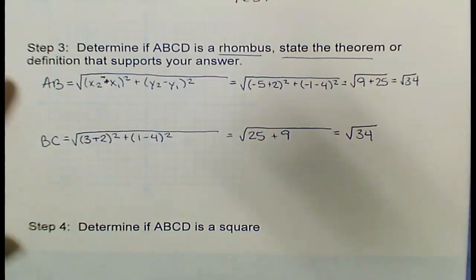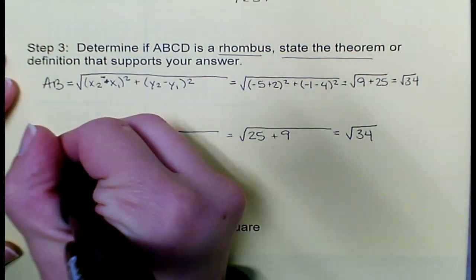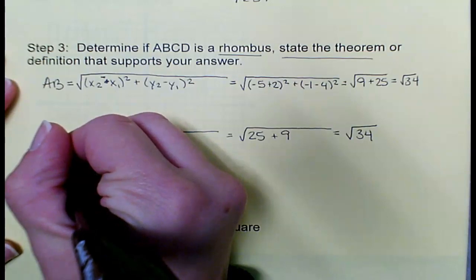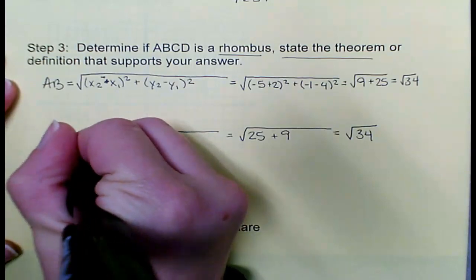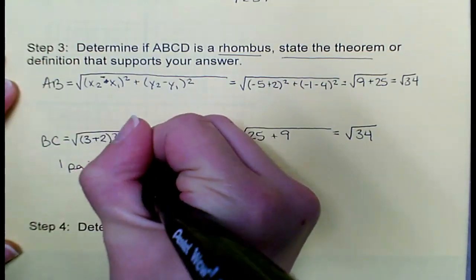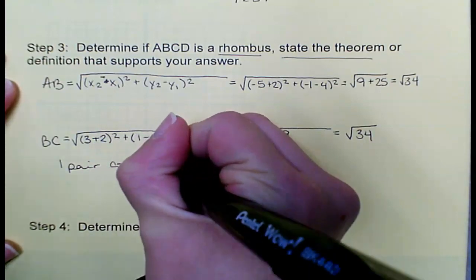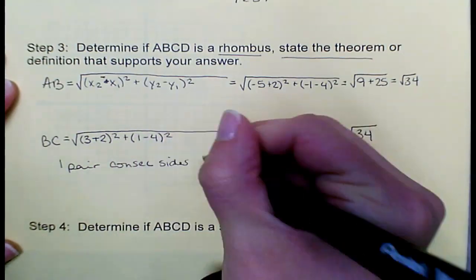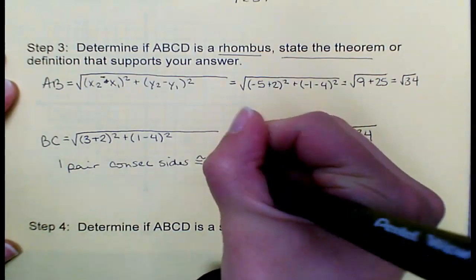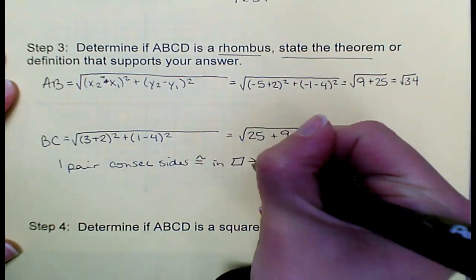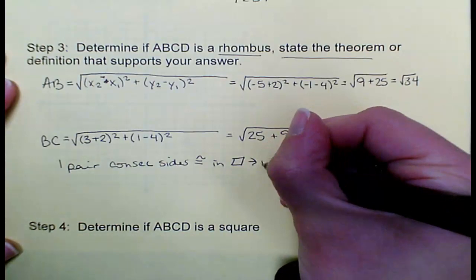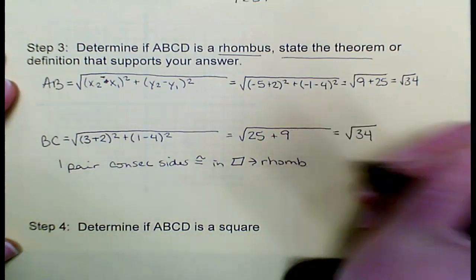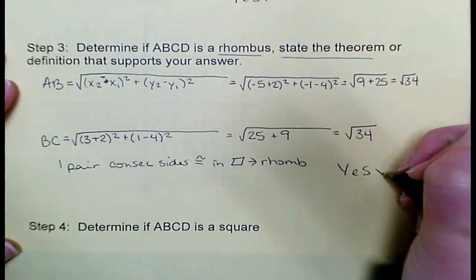So, since I have consecutive sides, so one pair of consecutive sides congruent in the parallelogram, that implies that my parallelogram is a rhombus. So yes.